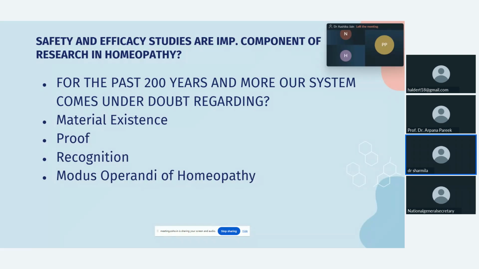We know that there are various concepts. Homeopathy was proved 200 years ago, and a big concept that has been doubted is its material existence. We talk about minimum doses and single medicine, but we don't have any proof of how our medicines act and how they bring about the cure. We know the safety and efficacy of the studies is important. We know the modus operandi of homeopathy.